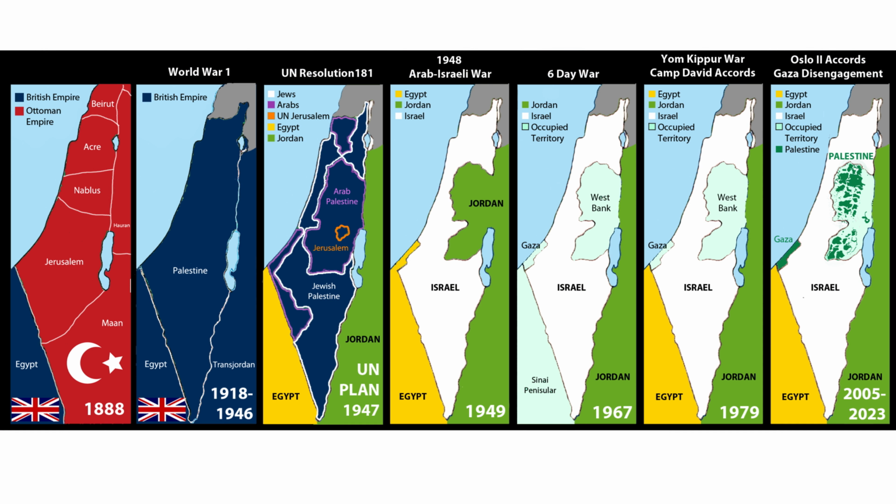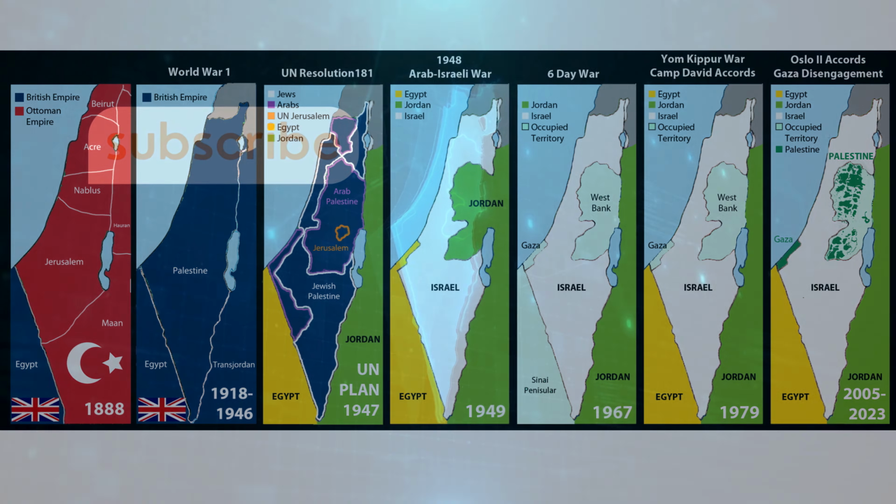This map series does not attempt to glorify any side. It presents facts, not impressions. And it clearly shows that the region's history is not just a story of occupation, but one of ongoing conflict, missed opportunities, and hopes for peace that remain unresolved.